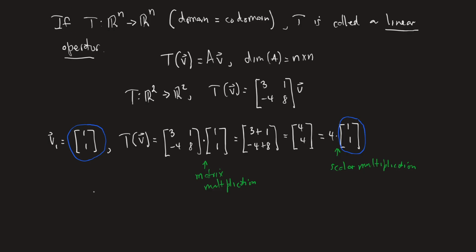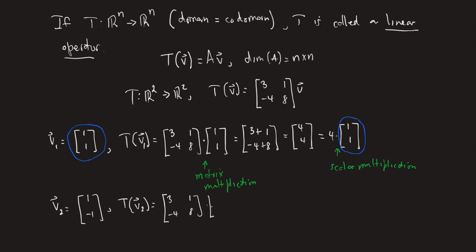So let's just change one of these components. Let's look at v2, the vector 1, negative 1, and again do our transformation. Sorry, I should put a 1 right here. So now let's transform v2, and then we will have our same matrix as our standard matrix, 3, 1, negative 4, 8.